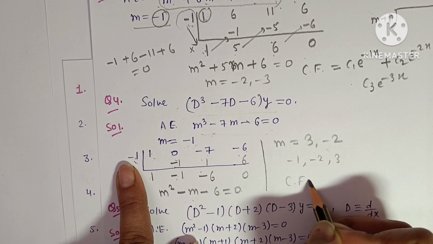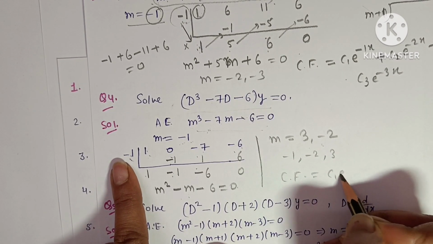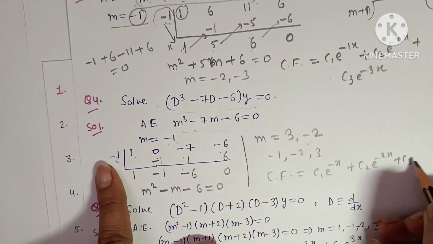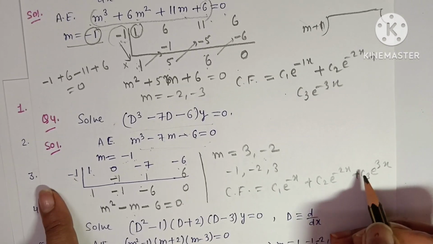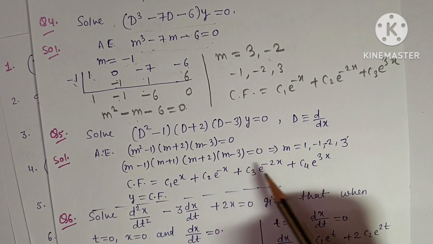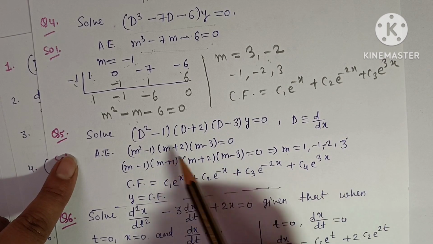So CF will be, now you can write CF: C1 e to the power minus x plus C2 e to the power minus 2x plus C3 e to the power 3x. Okay, this is CF. Now for the next two questions I have already written CF, so I'm going to explain.